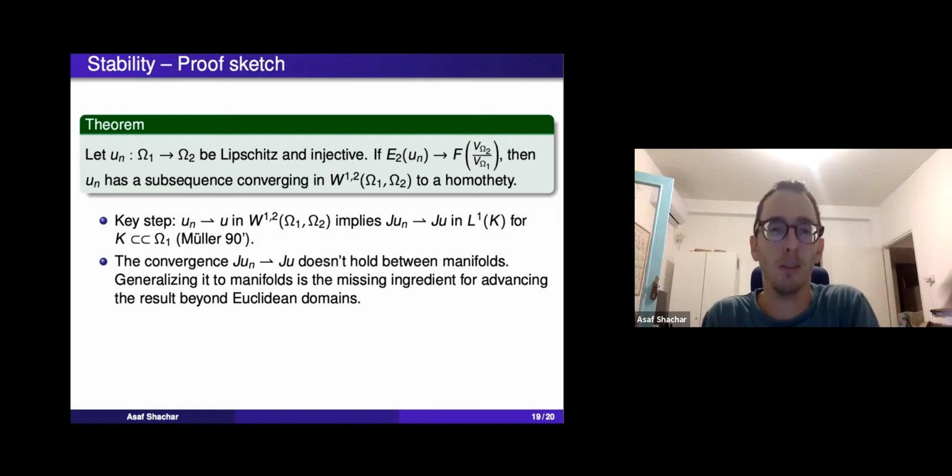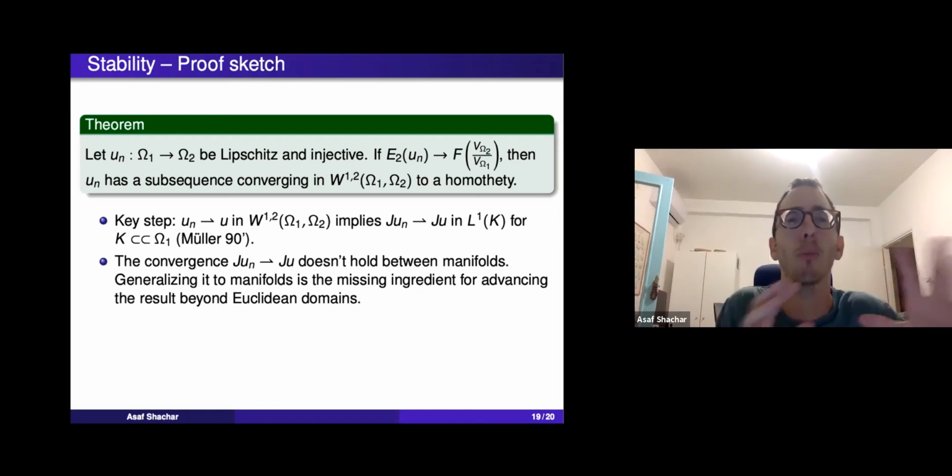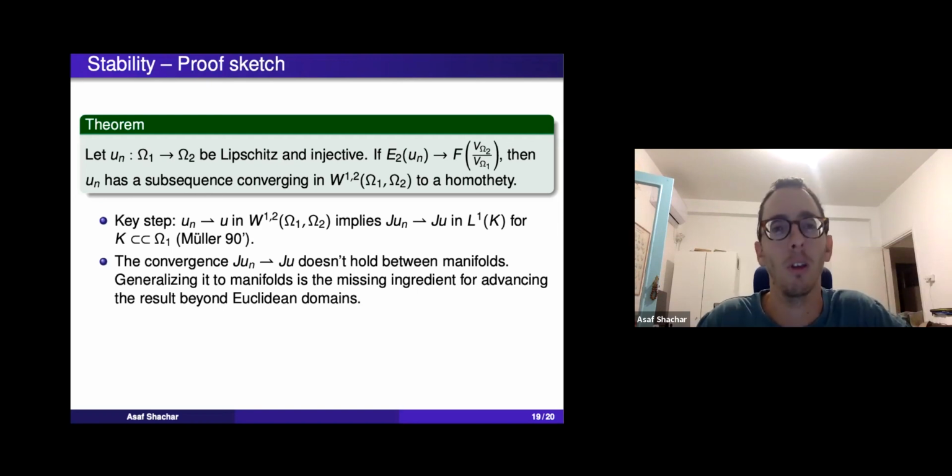So as I stated, it doesn't hold, and there are generalizations of this statement which are phrased in geometric measure theory frameworks, but essentially I'm quite convinced that this is the only key component missing for advancing the stability result beyond Euclidean domains. So this missing step is the reason that I stated my result only for Euclidean domains, but the rest of the proof essentially goes verbatim in the Riemannian context.